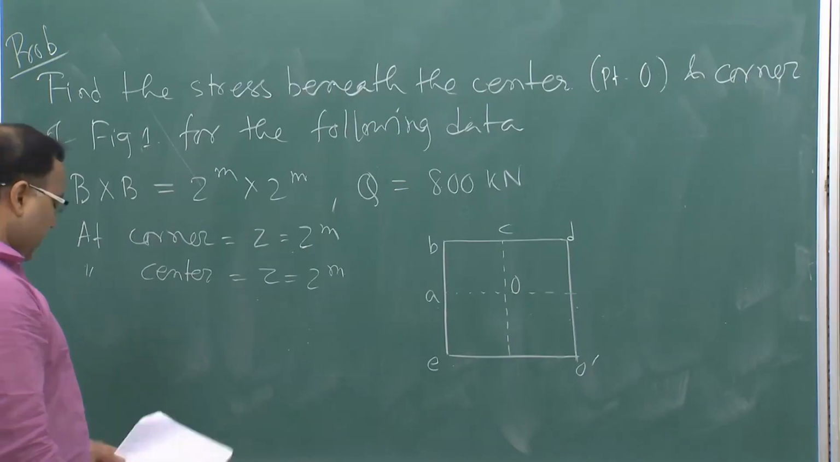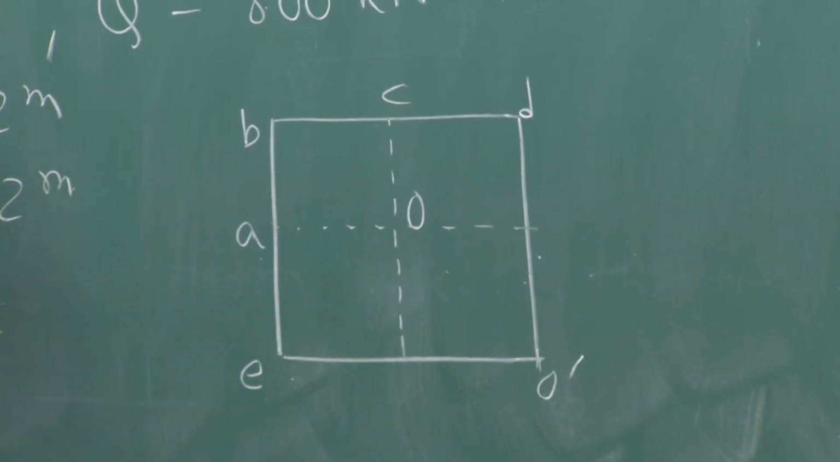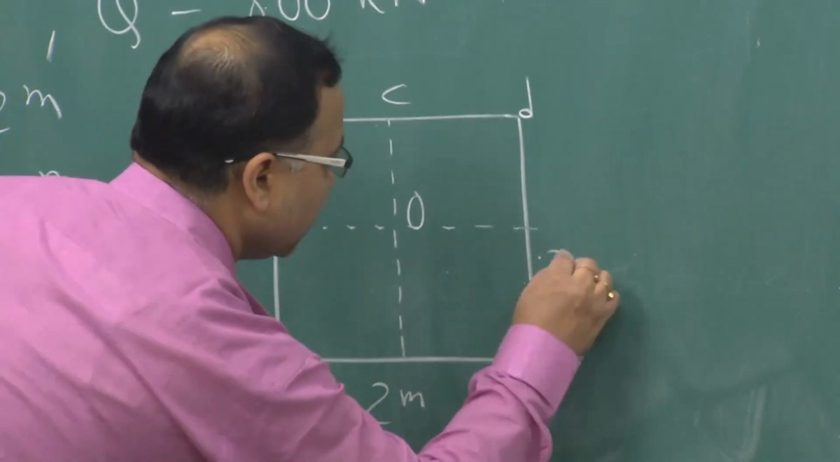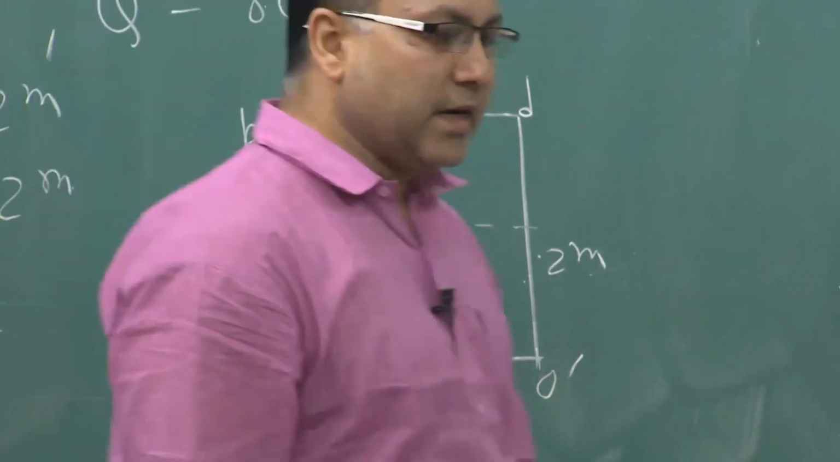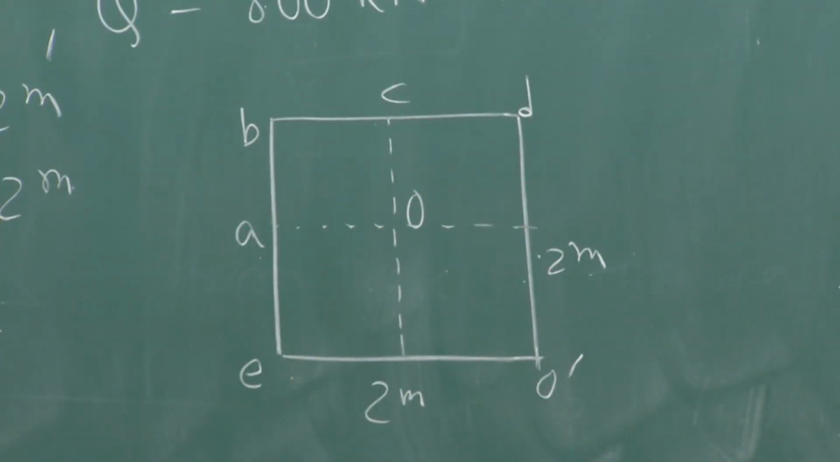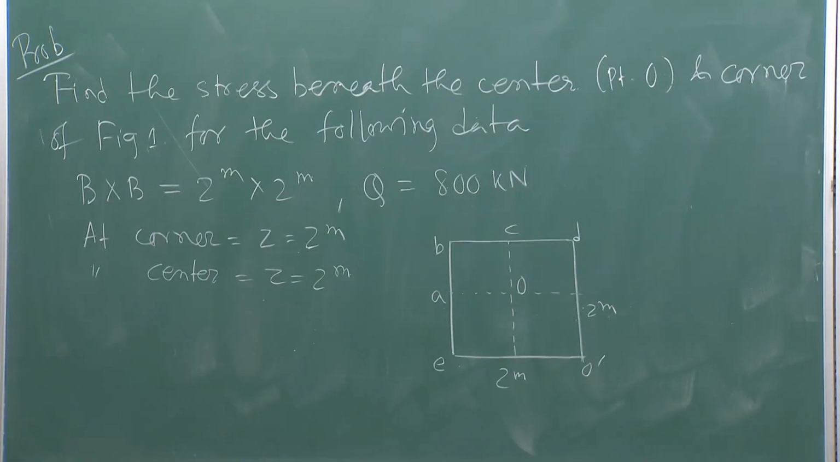Okay. So, this is the area. Now, this area is 2 meter by 2 meter. On this square area, your total load is acting as 800 kilonewton, that is the concentrated load, say force.